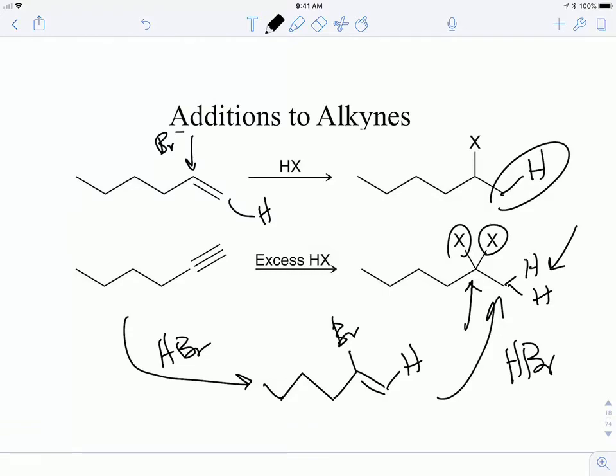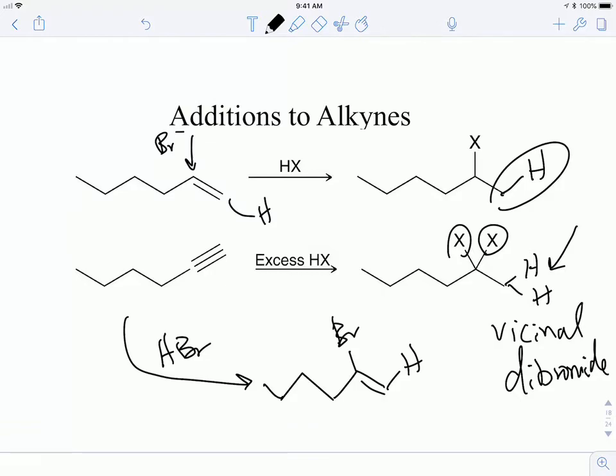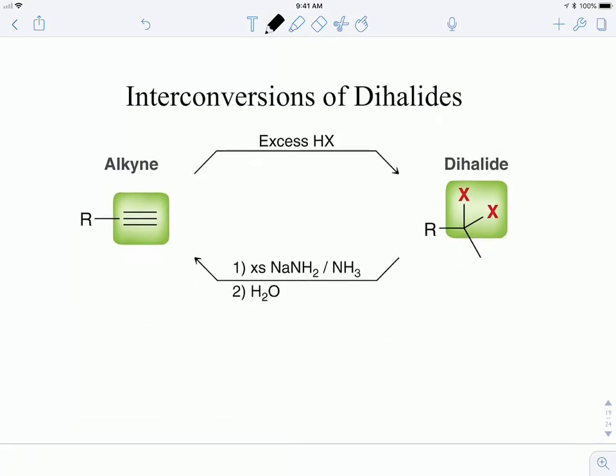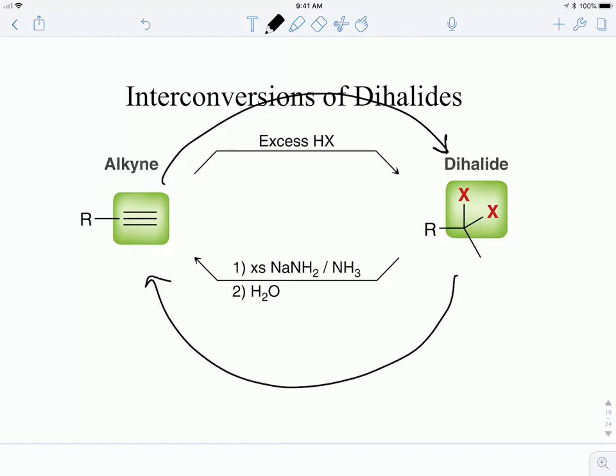Remember from the previous video, this is called a vicinal dibromide. So the addition of HBr to an alkyne gives us a vicinal dibromide where both bromines are on the more substituted carbon. This is convenient, right? Because we can take an alkyne, we can add excess HBr to get a vicinal dibromide, then we can eliminate it to get back the terminal alkyne. So depending on which direction you want to go, you can go from alkyne to dihalide or from dihalide to alkyne. This is an addition. This is an elimination. This is exactly the same as what we saw with alkenes.